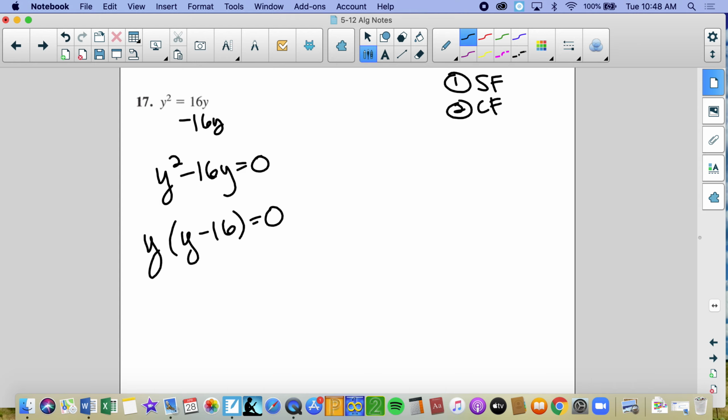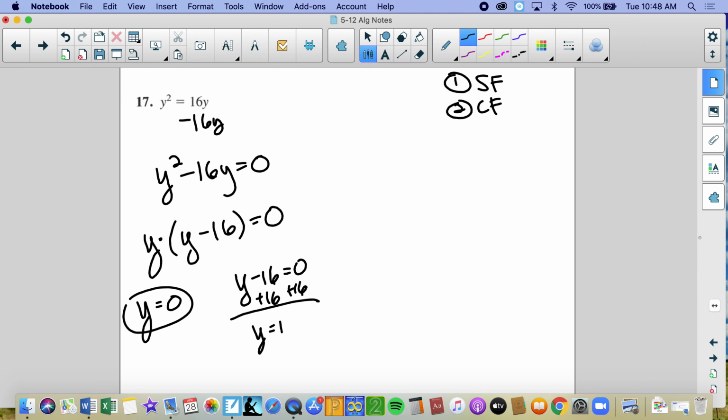Why do we like this? We like this because it's a product of two things that equals 0. So we're going to set each one equal to 0 and find out what y needs to be. Well, that's nice and easy. y already is equal to 0. Add 16. y equals 16. So my two solutions are that. That's a good one. Real good one.